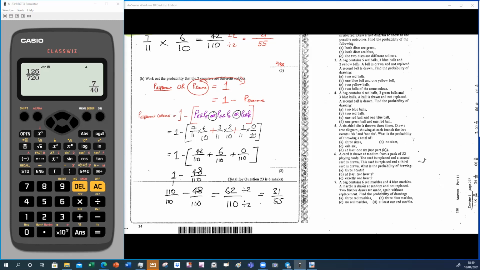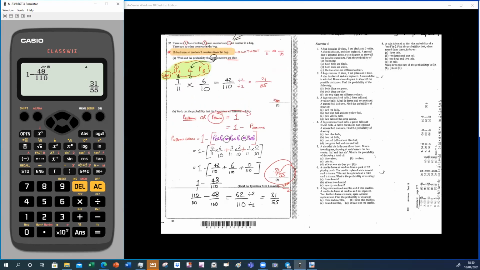And I want to double check on the calculator as well. We can just check that calculation. So 1 minus, we use that fraction button, 48 over 110, and fantastic. Okay, lovely.